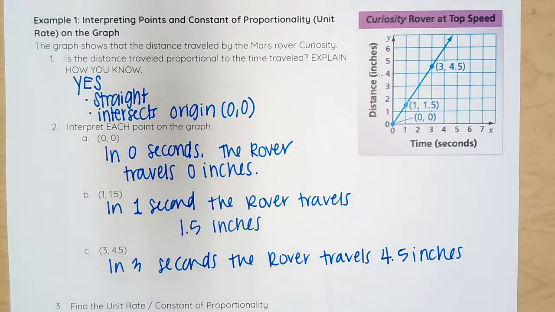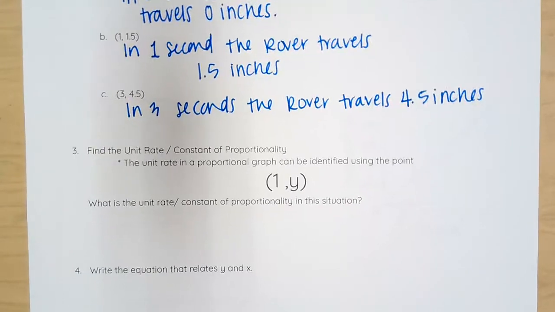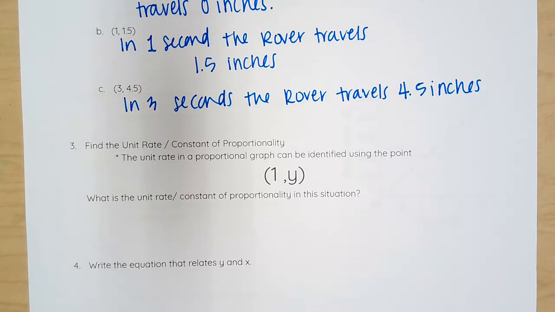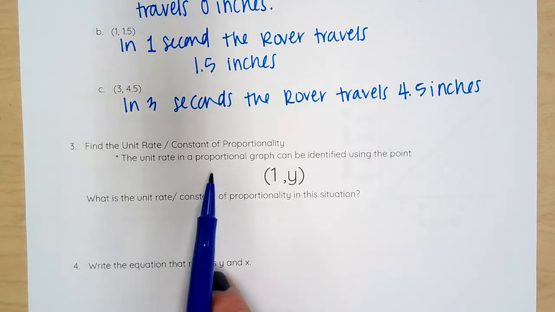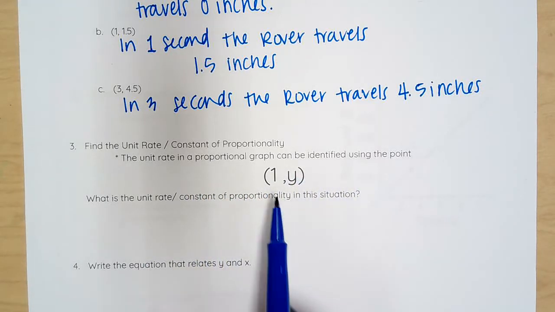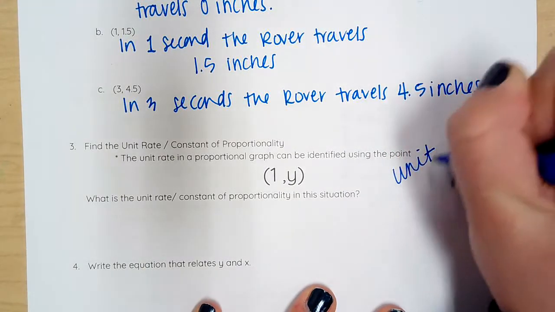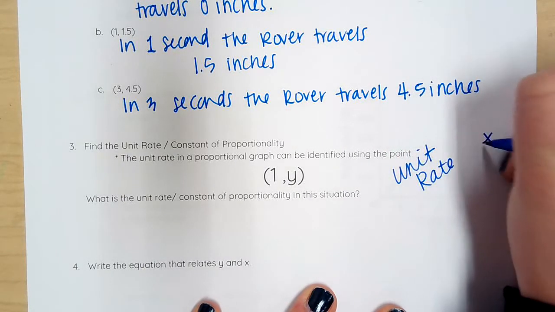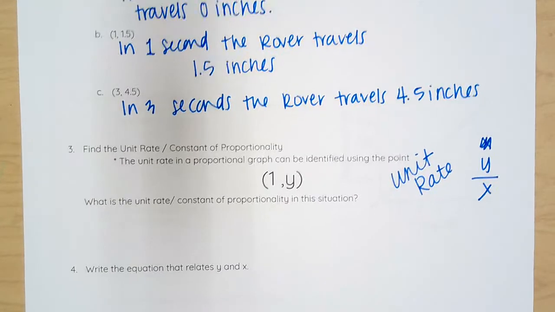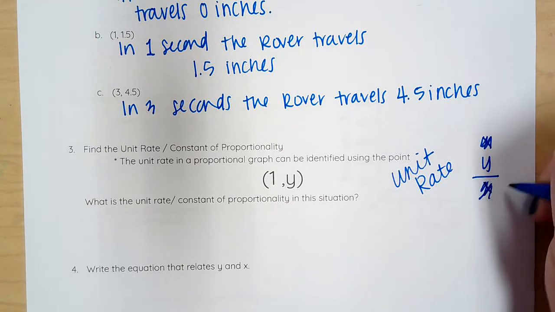So when we interpret our points, this is what we mean. We want to take a point and put it into words. What is it showing us? The next piece, the third piece, is finding the unit rate or the constant of proportionality. The unit rate in a proportional graph can be identified using this point. So we know that a unit rate always has a denominator of 1. I am sorry.